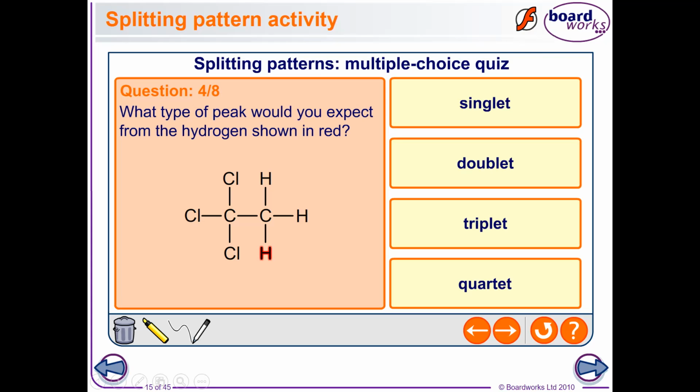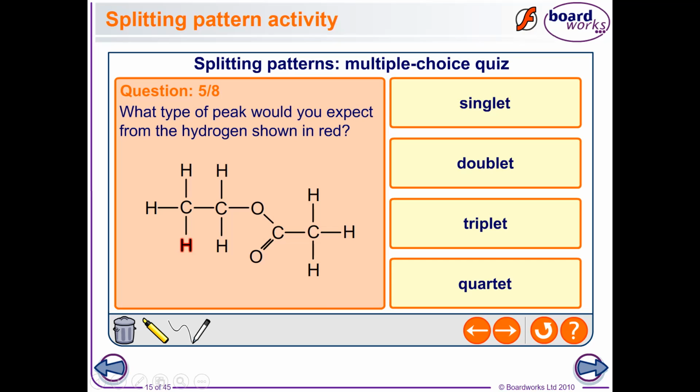Okay, what about that hydrogen there? Now you might say, well, what about the other 2 hydrogens? They're identical, so it could have chosen any of those 3. The point is there are no hydrogens next door, and therefore it's a singlet. Okay, what about this one here? Well, obviously there are 2 hydrogens on the neighboring carbon, so this will be split into 3.